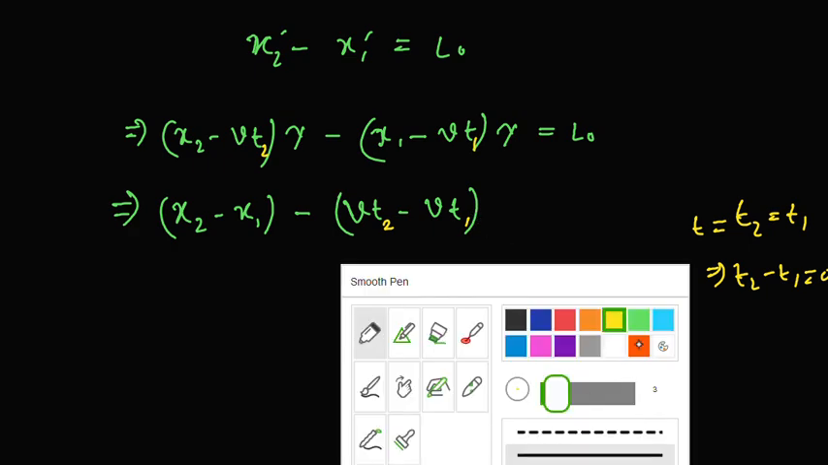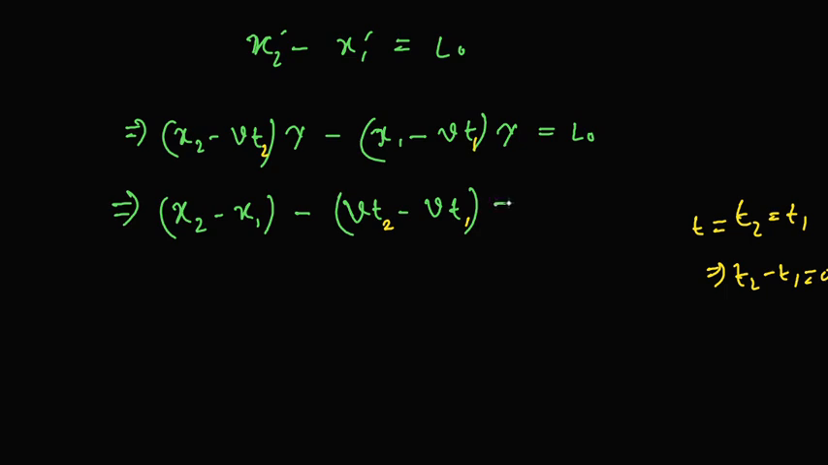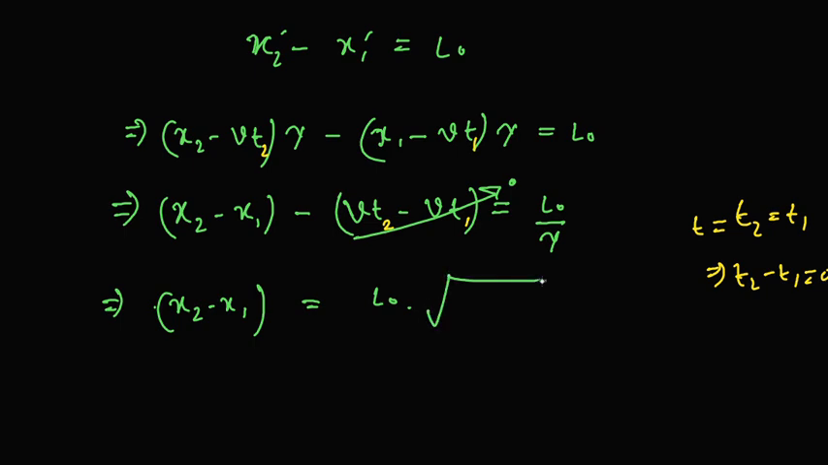So this will give us L naught by gamma. Then what is x2 minus x1? The t term gives us 0, so I am not writing it. So it is L naught into root over 1 minus v square upon c square.